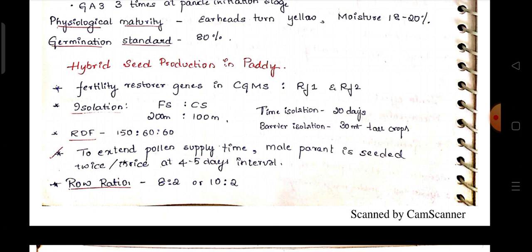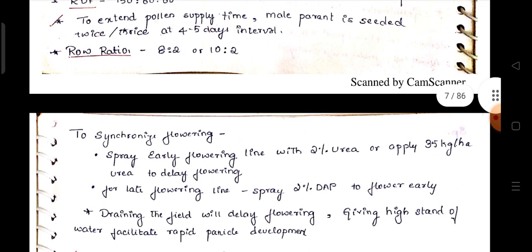Isolation distances for foundation 200 meter and certified 100 meter. Time isolation and barrier isolation is practiced here: 20 days of time isolation and 30 meters tall crops as barrier isolation. Fertilizer dose is 150, 60 and 60 NPK kg per hectare. To extend pollen supply time, male parent is seeded twice or thrice at 4 to 5 days interval. Row ratio is 8 is to 2, 8 is female and 2 is male, or 10 is to 2.